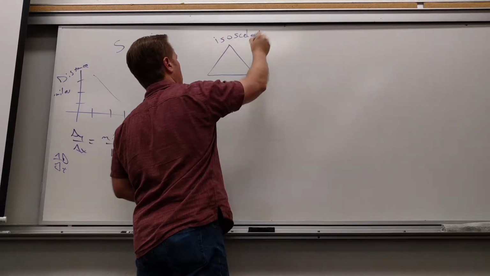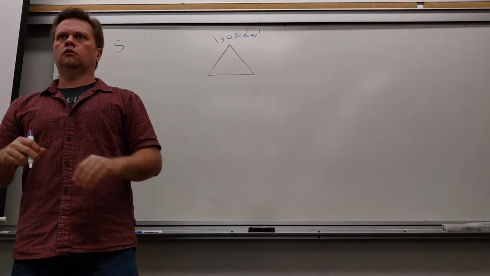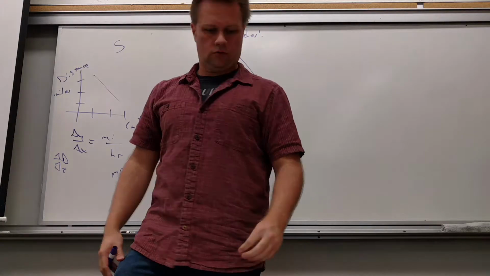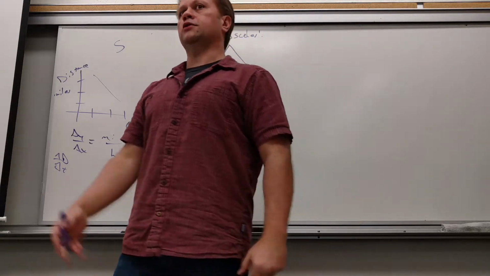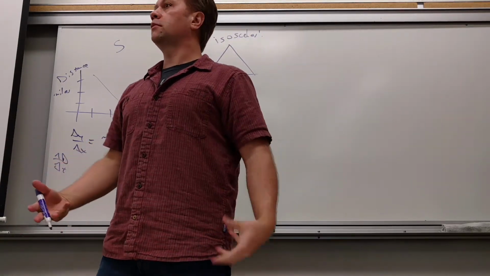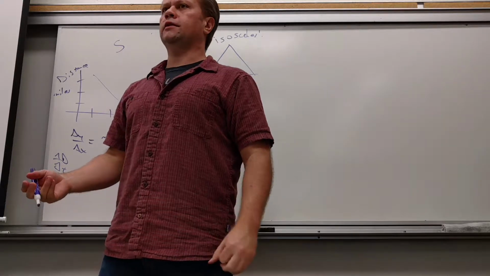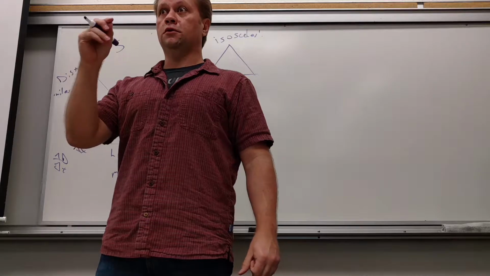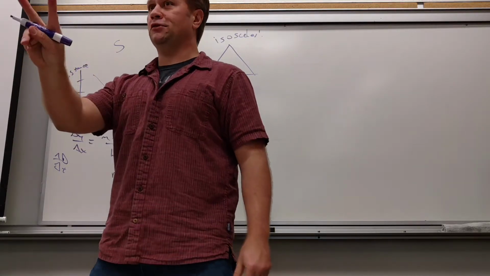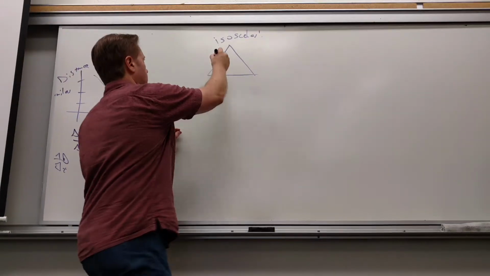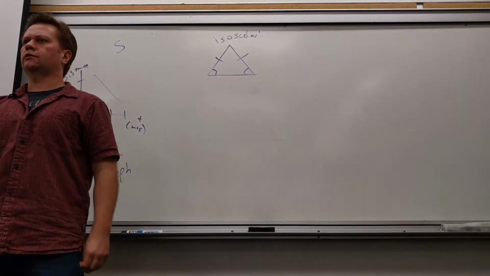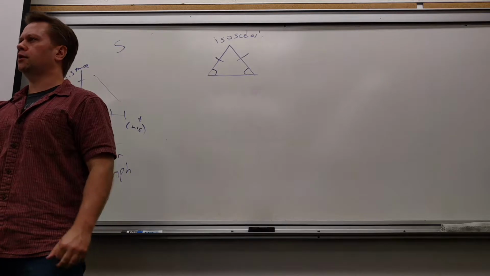Isosceles. Do we know anything about isosceles triangles? The angles add up to 180. Okay, that's true about any triangle. Not all sides equal, that's equilateral. Isosceles have how many equal sides? Two. If it's not all sides, it's got to be two sides. So these sides are equal and these angles are equal. That's why we call it isosceles. It's a special kind of triangle.